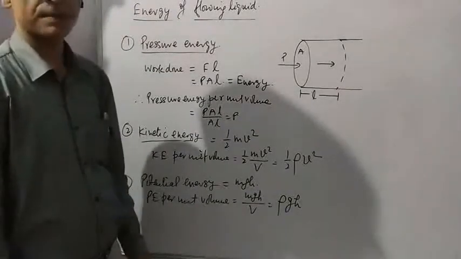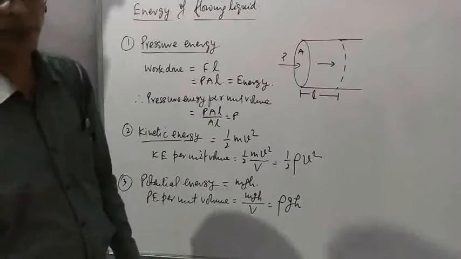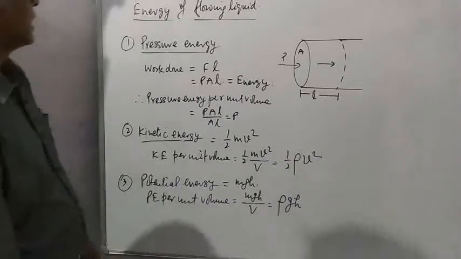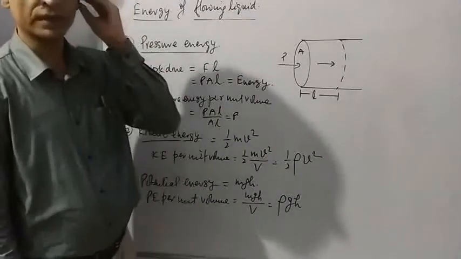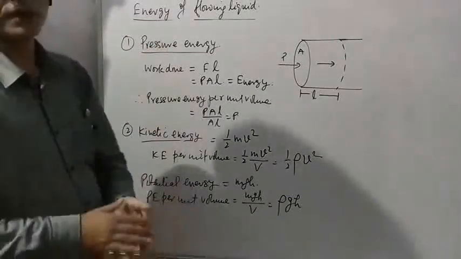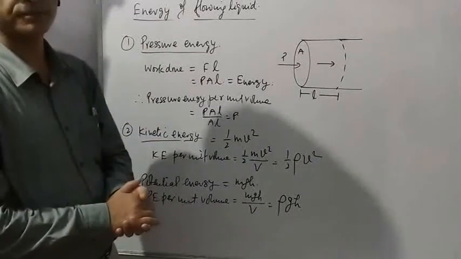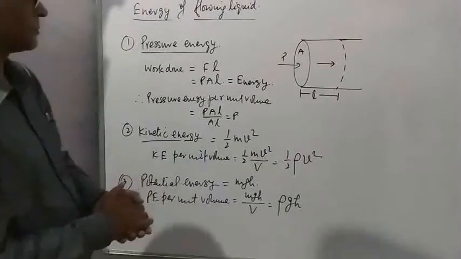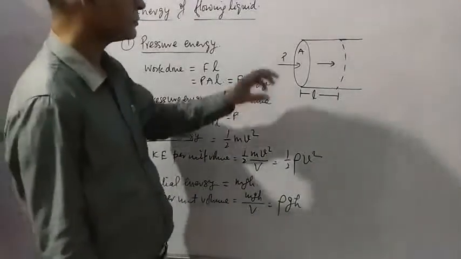We are studying the chapter flow of liquids. Today we are starting energy of flowing liquid. A flowing liquid has three energies. First is pressure energy. Let us understand.